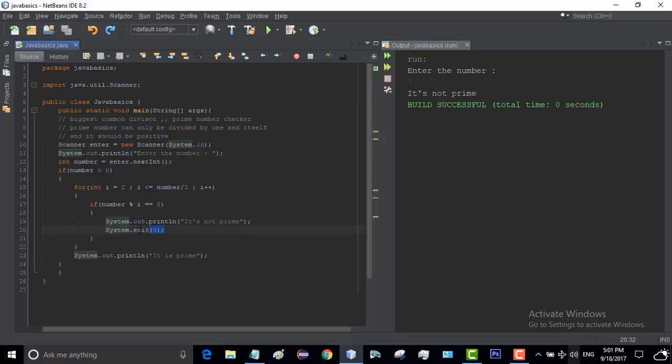Here we used exit because if we use the break right here and then run it again, we say 7 is a prime number, it's prime. If we have 9, it's not prime, and then prime is also printed. And to guarantee that this won't happen, we should finish or end the program once we find out that it's not prime.